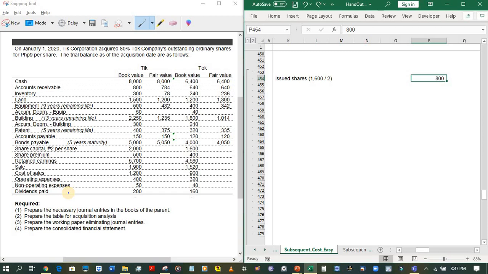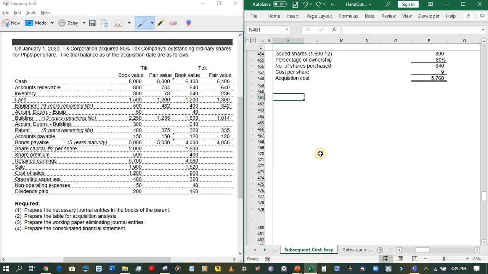And since there is no treasury share, the 800 shares is also the outstanding ordinary shares. Then, out of 800, TIC Corporation purchased 80%. So the 80% is the percentage of ownership purchased by TIC Corporation, and 80% of 800 is 640 shares. That is the number of shares purchased by TIC Corporation from the former owners of TOC Company. The acquisition cost per share is 9 pesos, which means 640 times 9 pesos is 5,760. And this is the acquisition cost.